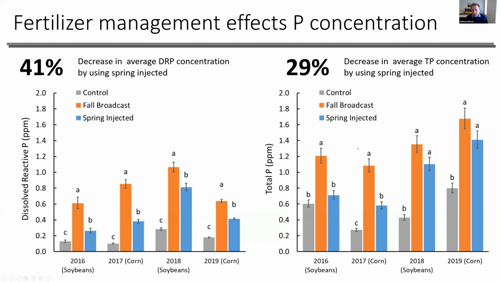Now, if we go to our fertilizer management, we see that fall broadcast consistently had higher dissolved reactive phosphorus concentrations. If we spring injected that, or if we put that in a 2x2 placement, we decreased our phosphorus concentration in the runoff by about 40%. Our total phosphorus dropped by about 30%.